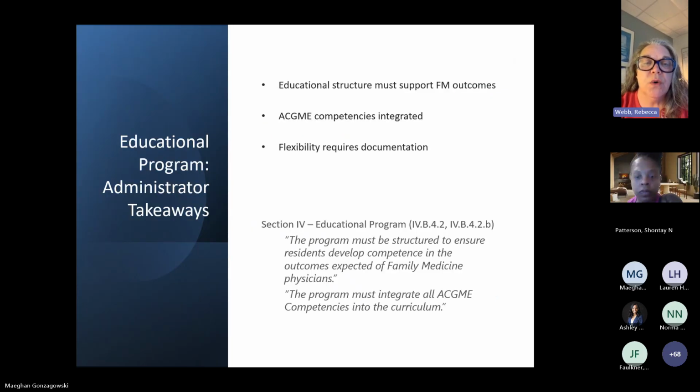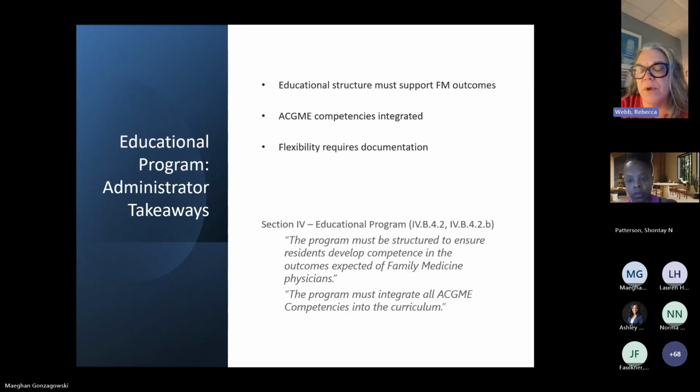Okay. So educational structure must support the family medicine outcome. ACGME competencies are integrated and flexibility requires documentation. This is the section in which I found that information. Under section 4, educational program, these are the citations. The program must be structured to ensure residents develop competence in the outcomes expected of family medicine physicians. And then the programs must integrate all ACGME competencies into the curriculum.